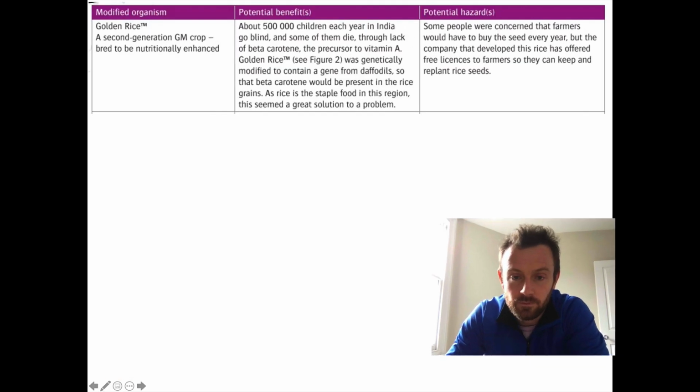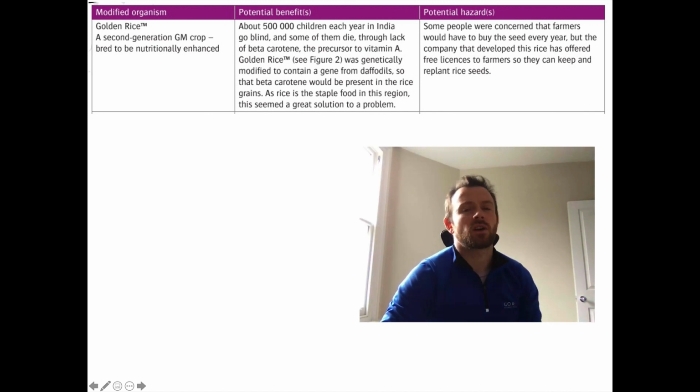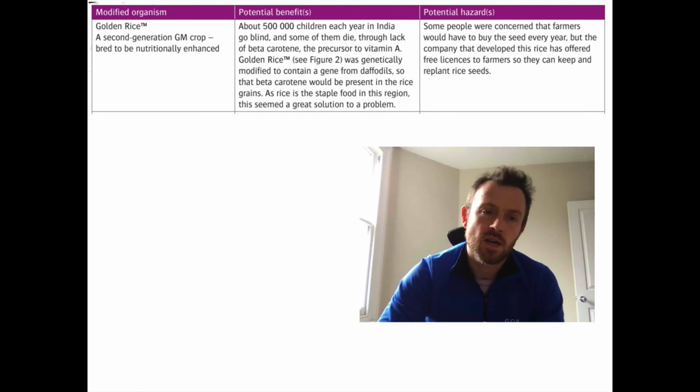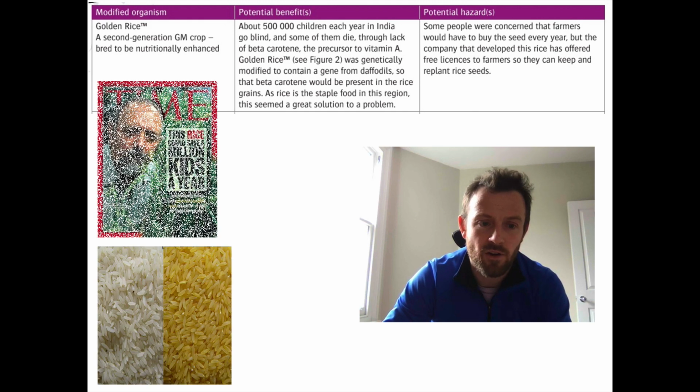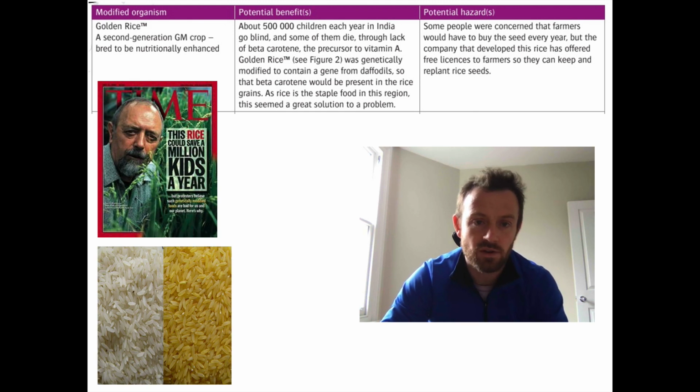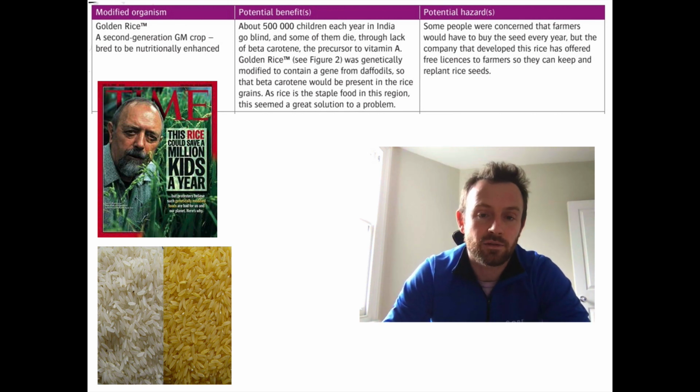What next? We've got golden rice. Now, this is a crop modification that I think people will be more comfortable with, maybe. So it's not a multinational corporation doing this. It is a charitable foundation doing this. So the problem is that about 500,000 children every year in India alone go blind, and some of them die through lack of vitamin A.